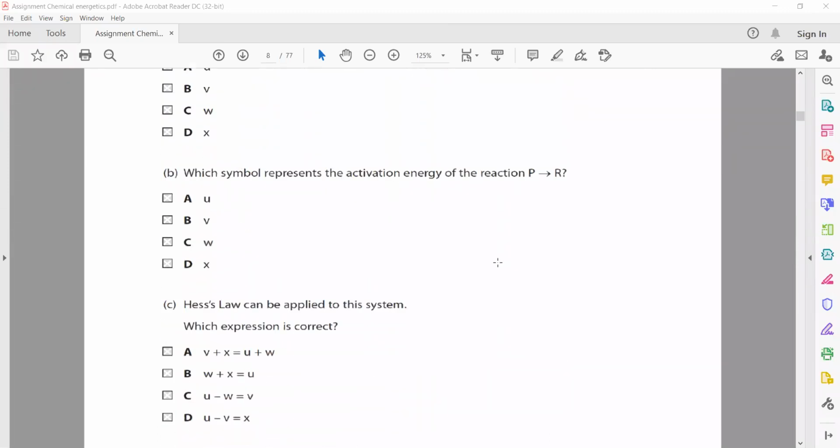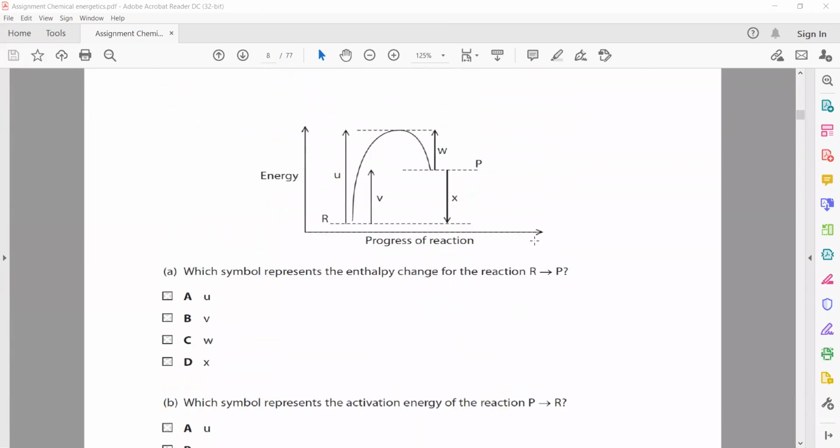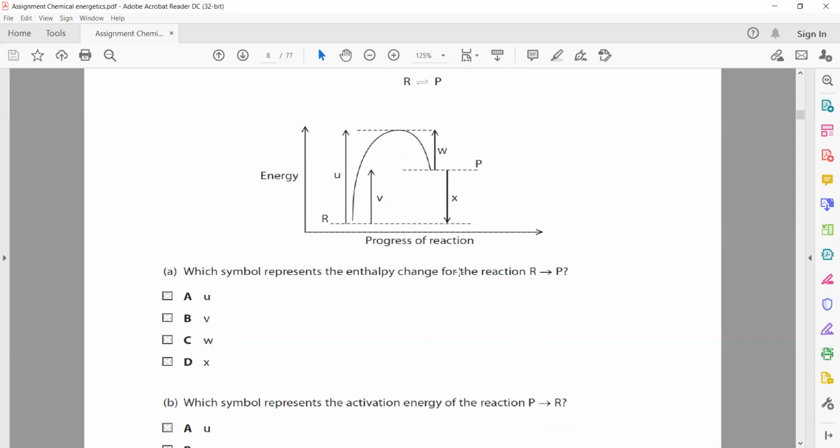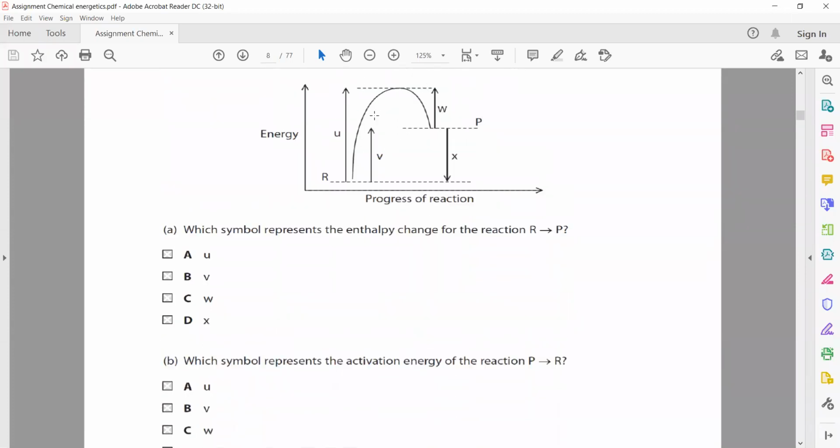The second part: which symbol represents the activation energy? Activation energy is the minimum possible energy for the reaction to start, and they are asking activation energy from P to R. So now P is our reactant and R is our product. So the energy from reactant till the start of the reaction is called activation energy. So in that case, W is the right answer. So C is the right answer.